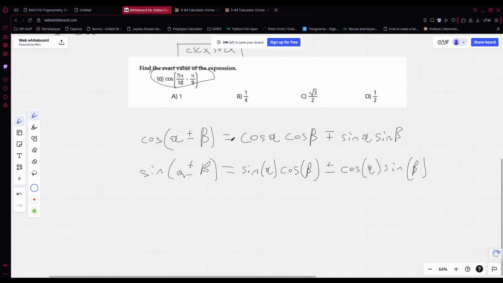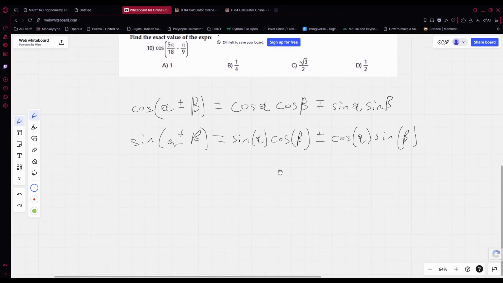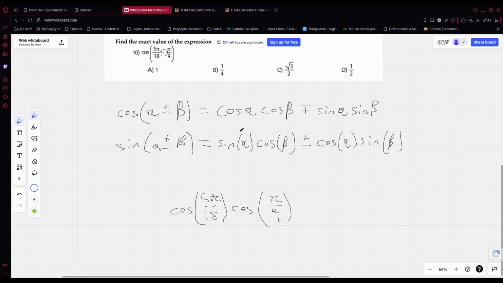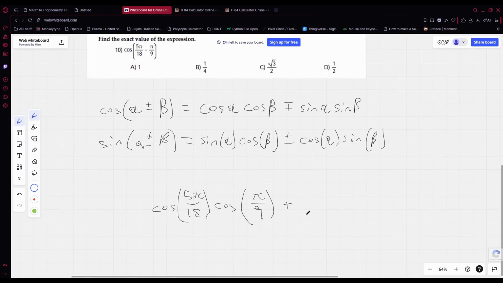So if we have this right here, then I am going to make an expression that says cosine 5 pi over 18 minus cosine, I don't know why I did the minus there, 9. Remember, switch the sign for cosine. We do like that. We do sine sine.